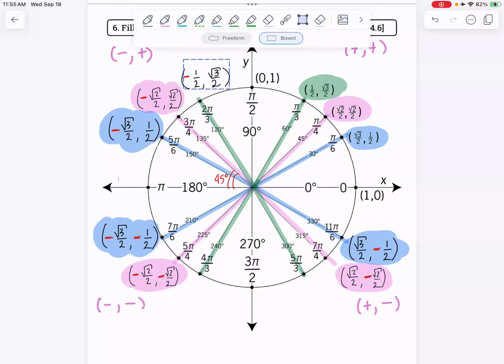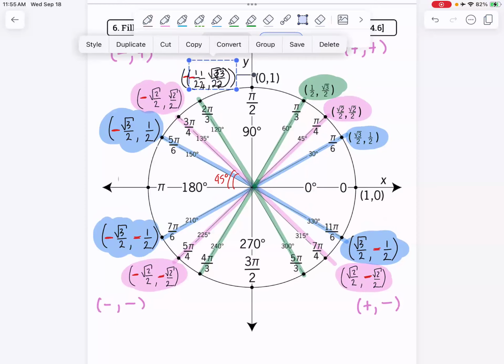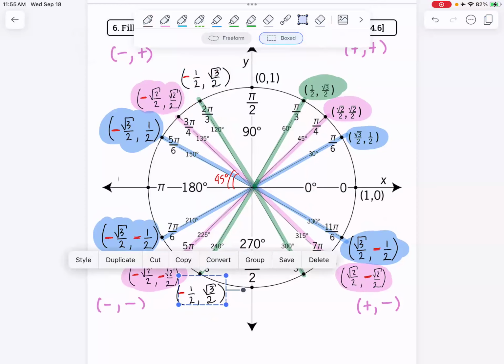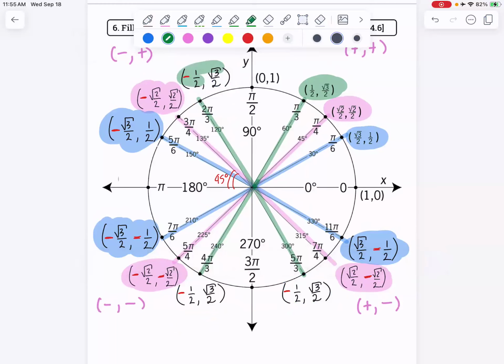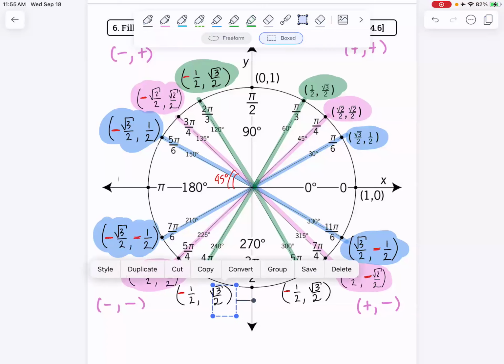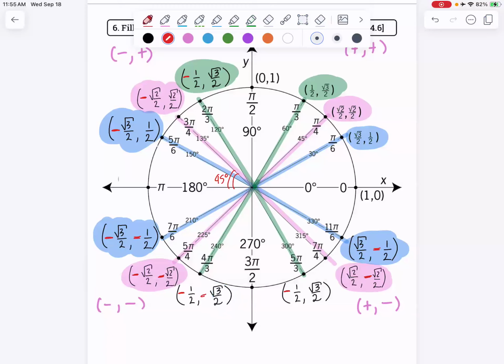Let's see if I can duplicate. I'm going to pull this down to all of the quadrants and then just fix the signs. So we are good here. This is solid right there. In quadrant 3, they should both be negative. In quadrant 4, x should be positive and y should be negative.